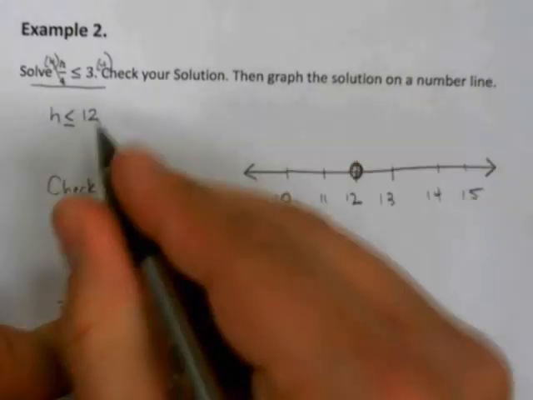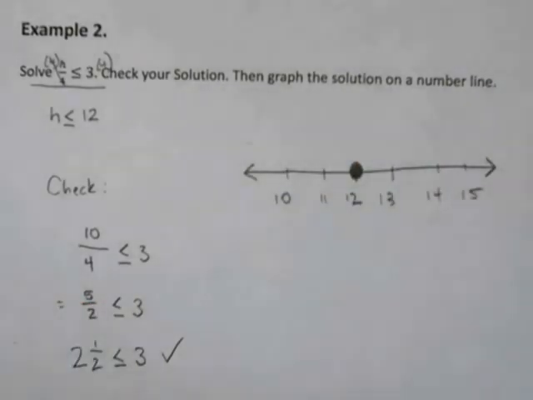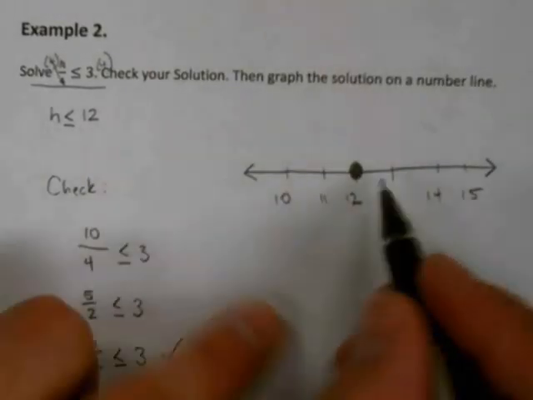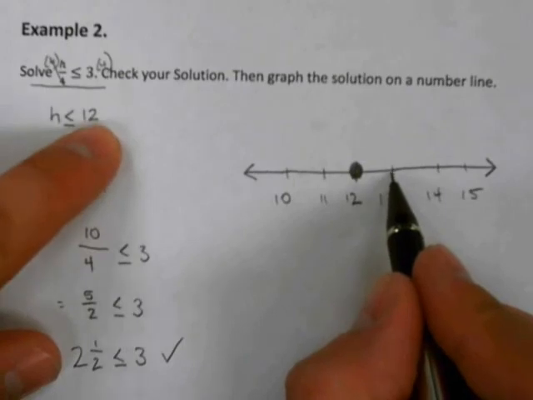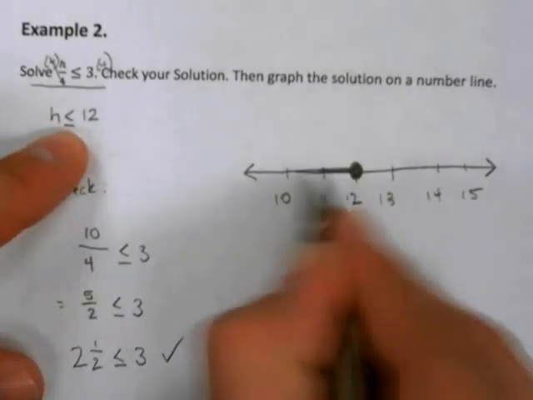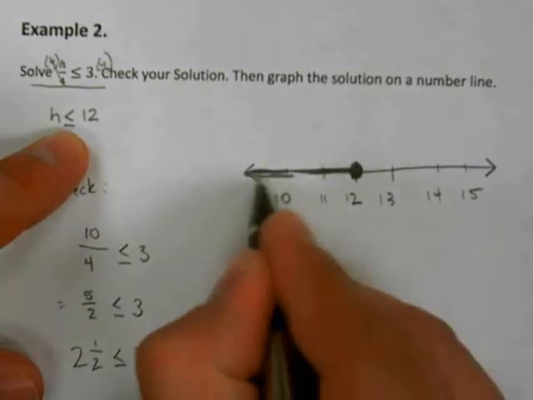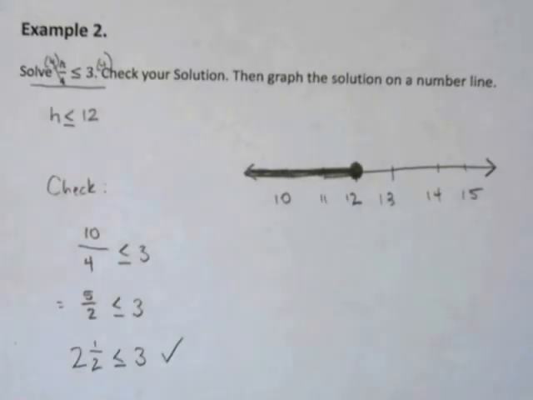And because this is an equal to, we have to fill in the circle, because we want to include the number 12. And now we want to shade. Well, 13 is greater than 12, so that doesn't work. And 11 is less than 12. That means we want to shade in this direction, to the left, not to the right. All right, sweet. So that works out.